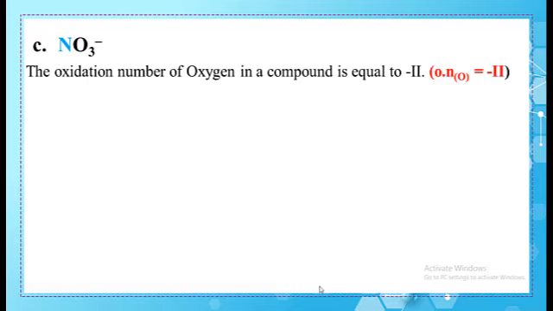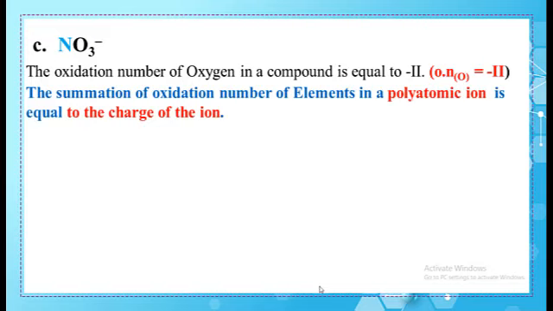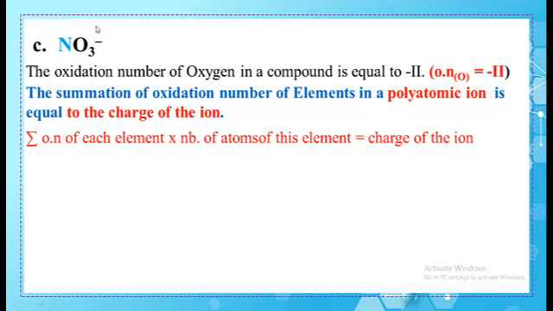Now part C, the oxidation number of nitrogen in NO3-. You studied that the oxidation number of oxygen in a compound is equal to -2, and the summation of the oxidation numbers of elements in a polyatomic ion is equal to the charge of the ion. Here the summation is equal to -1. So you can write now that the summation of the oxidation number of each element times the number of atoms of this element equals the charge of the ion. So the oxidation number of nitrogen times the number of atoms here, 1, plus the oxidation number of oxygen times the number of atoms, which is 3, equals -1.